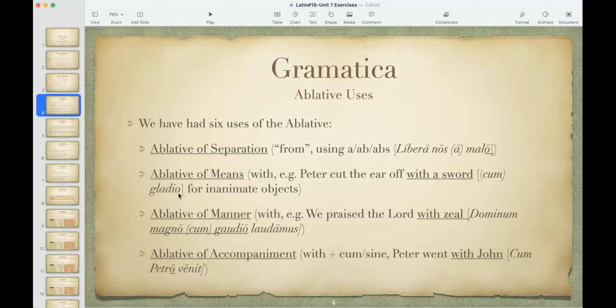It's a little more important if you're writing the Latin, because then you want to use the proper grammatical form. Make sense? So it helps to kind of know the different uses of the ablative.